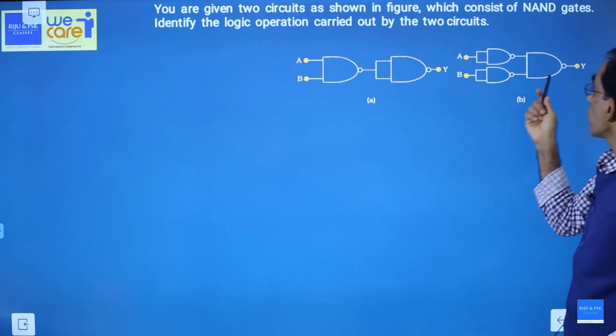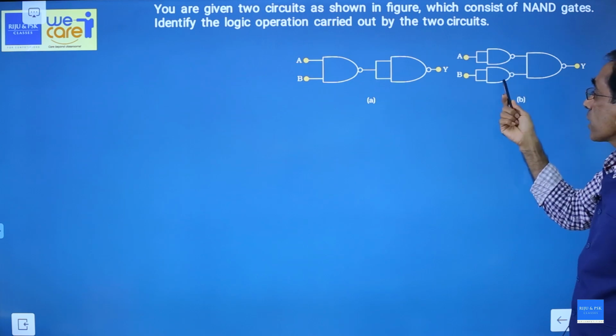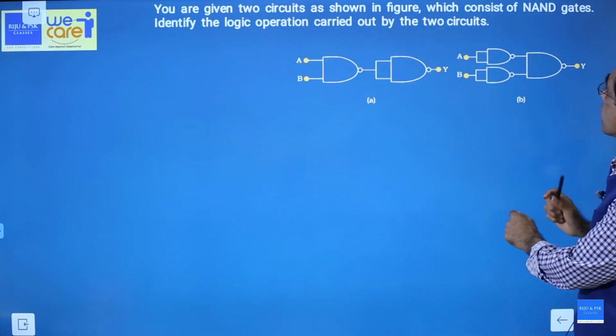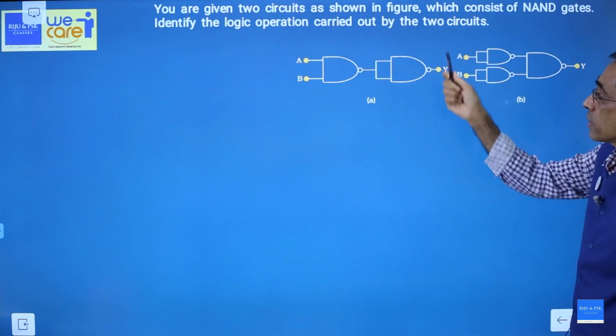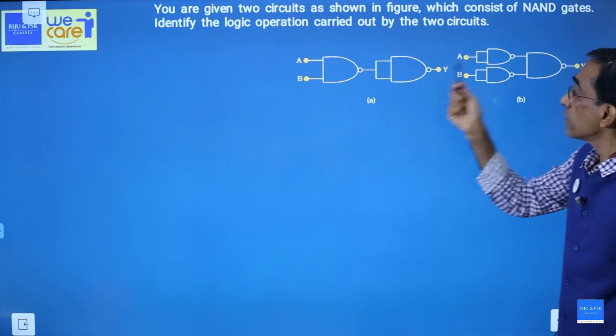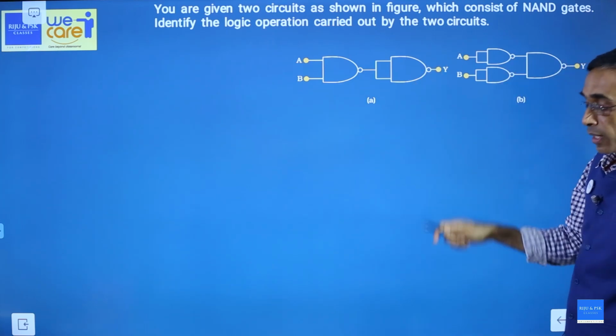And here we know is a NAND gate. This becomes an OR gate. This is an AND gate from NAND. This is an OR gate from NAND. Okay.